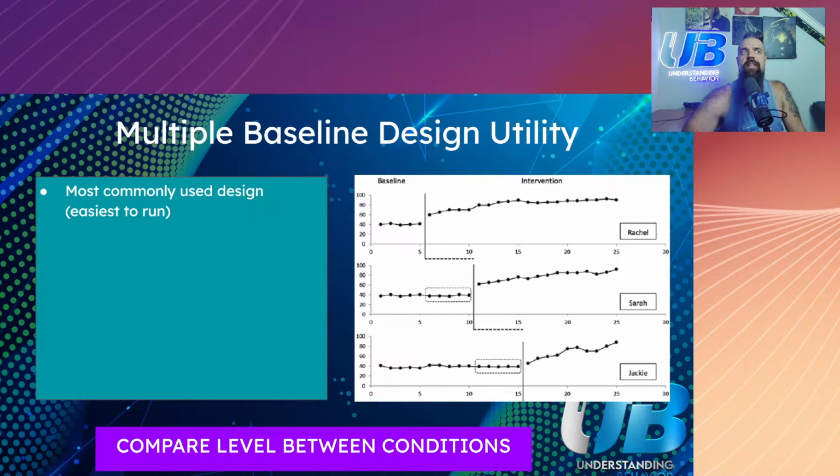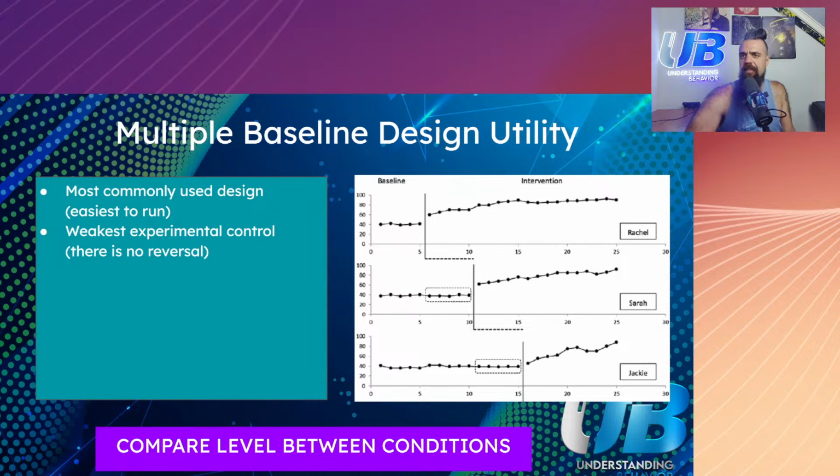As far as utility, the multiple baseline design is our most commonly used single subject design. I think the reason for that is it's easiest to run. You're more likely to get good data with this design. If you're familiar with research culture, usually if there is good data, then it gets published, but if you don't have good data, then it doesn't get published, which I think is wrong. But anyway, it's just how our world works. So these are easiest to run and easiest to get good data on, so we see them very commonly in our research.